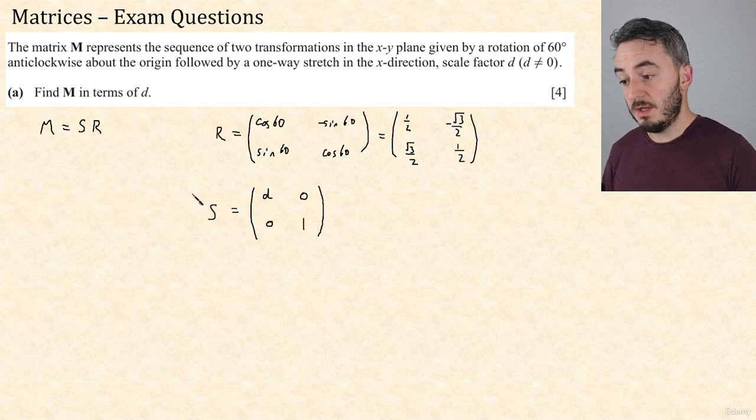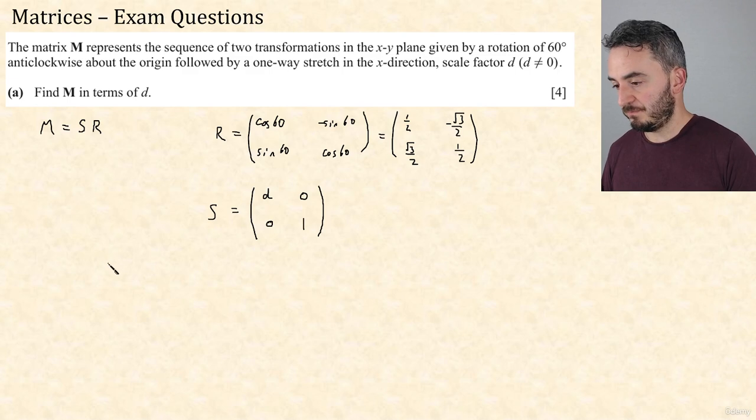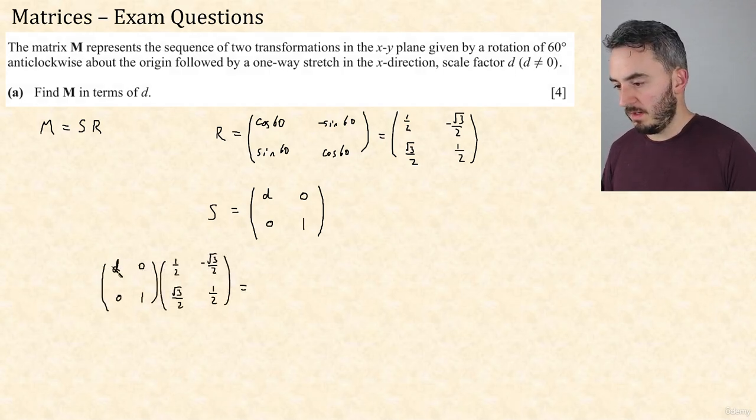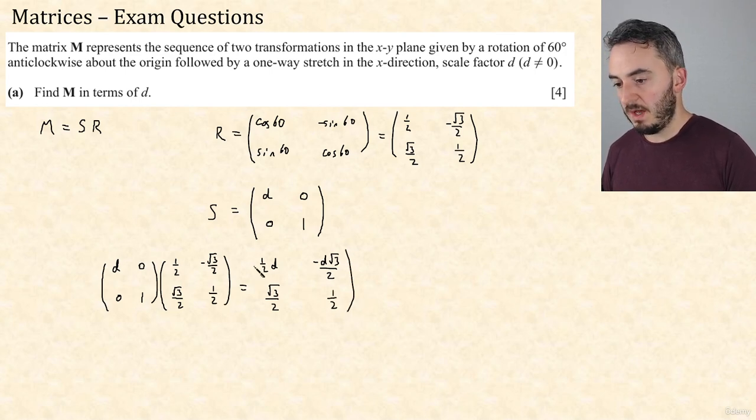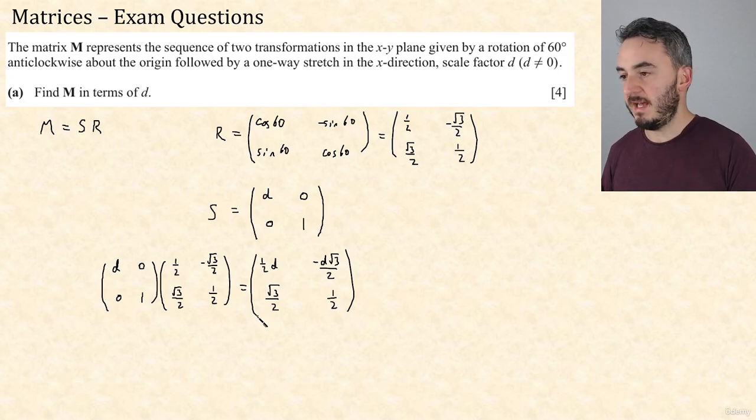So there's S. Now our job is to find SR. So we can just multiply those out. And when we do that, we get a half D plus 0, so half D. Then we get minus root 3 over 2 times d, so minus d root 3 over 2. Then it's 0 times half plus root 3 over 2, and 0 times that plus a half. And so here's our matrix M. And we're done with part A.